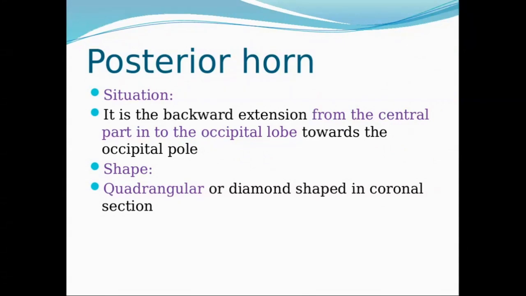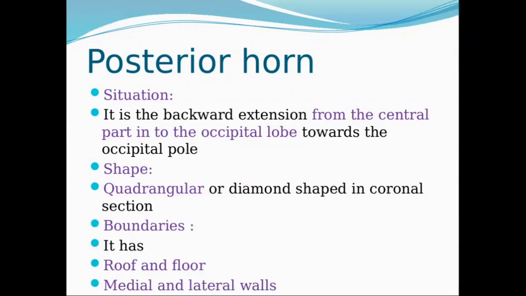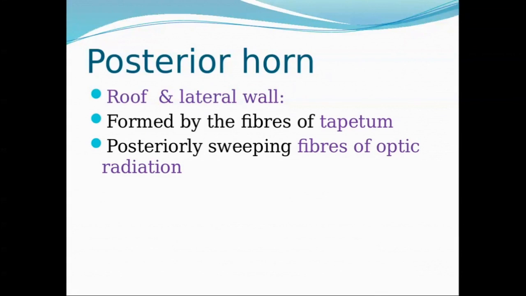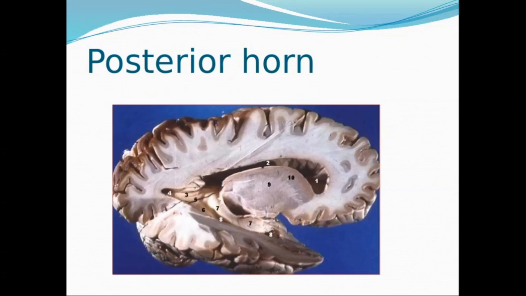Quadrangular or diamond shaped in coronal section. Boundaries: it has roof and floor, medial and lateral walls. Roof and lateral wall formed by the white matter of cerebrum, that is formed by the fibers of tapetum from the body of corpus callosum, and also posteriorly sweeping fibers of optic radiation. So this is the posterior horn. What is the roof? Here this is the white matter, that is the tapetum and optic radiation.